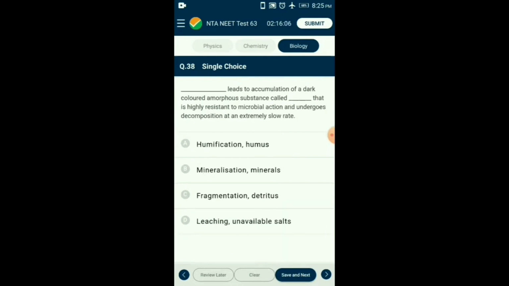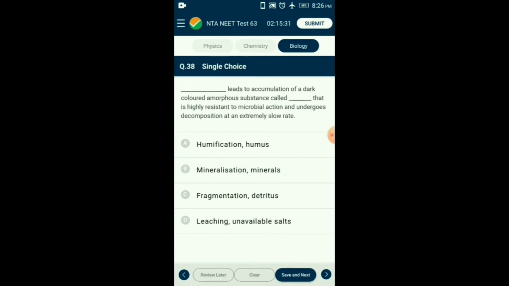Question number 38. Humification leads to accumulation of a dark colored amorphous substance called humus that is highly resistant to microbial action and undergoes decomposition at an extremely slow rate.